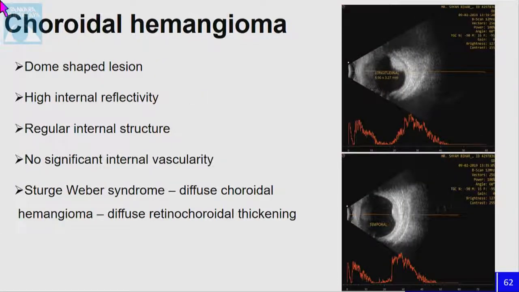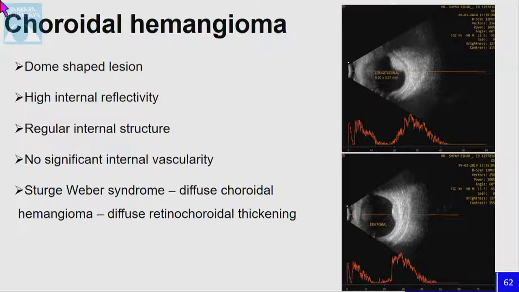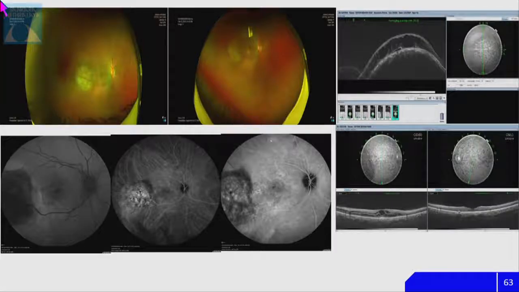Choroidal hemangioma is a dome-shaped lesion with high internal reflectivity. That is a differentiating point. In Sturge-Weber syndrome, there can be circumscribed choroidal hemangioma. So this is a patient who was initially suspected to be metastasis, and then we investigated. It was a fundus picture with the choroidal mass, FFA and ICG showing stipple hyperfluorescence. This is an OCT picture, and this patient underwent MRI also, which showed post-contrast enhancement suggestive of hemangioma.